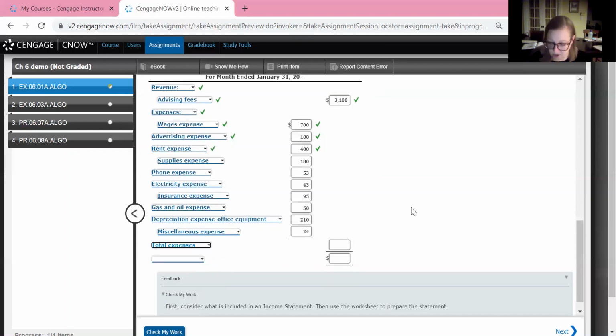So I'm going to total up each of these. You know, I got my trusty calculator. Okay. So here we go. Let's see if I can get them in there right the first time. So I have to do it 14 times. 700 plus 100 plus 400 plus 180 plus 53 plus 43 plus 95 plus 50 plus 210 plus 24. Please be right so I don't have to do it again.